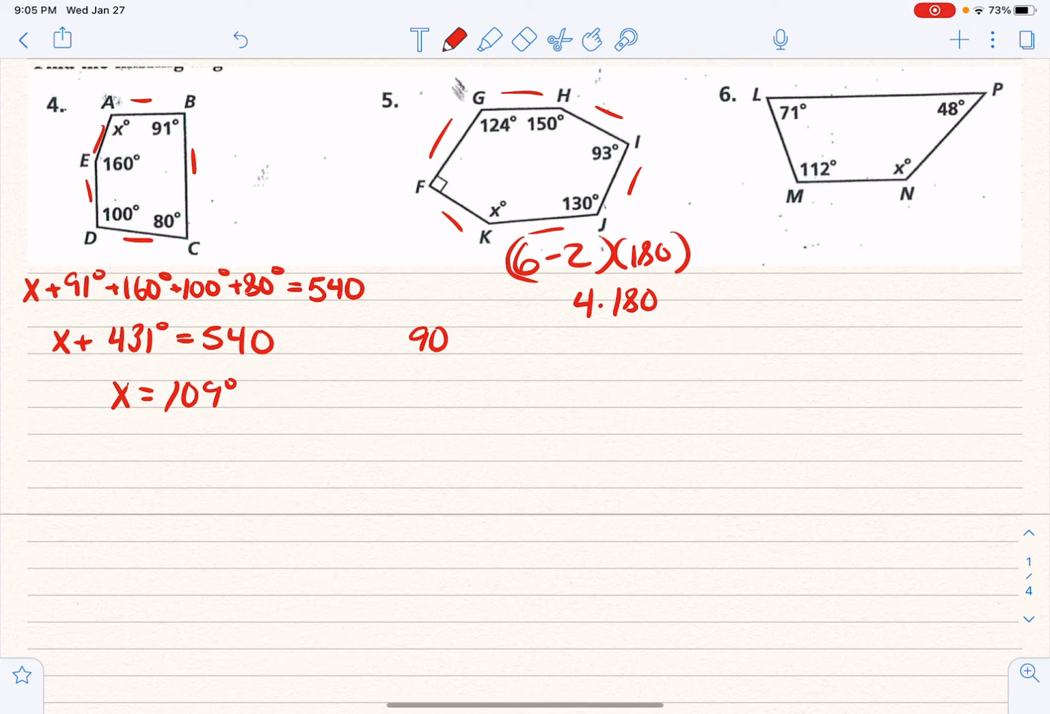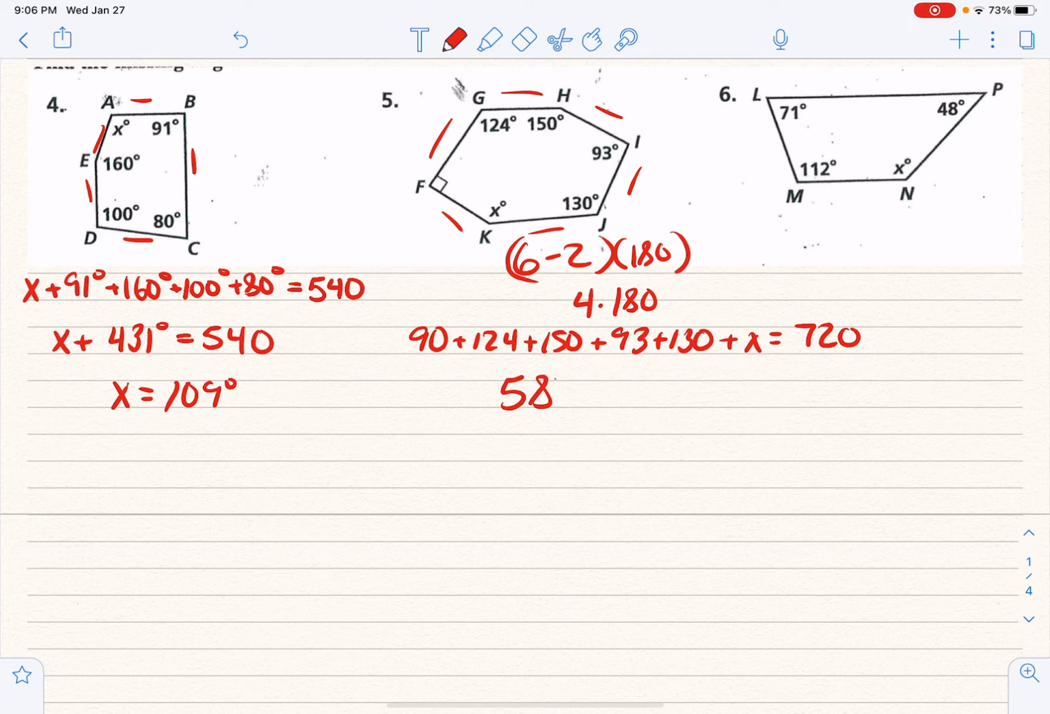I've got a 90-degree angle plus a 124 plus 150 plus 93 plus 130 plus x. Make sure I got them all. 1, 2, 3, 4, 5, 6. All of that adds up to be 720. 90 and 124 is 214. Let's see, that's 364, 367, 457, 487, 587.